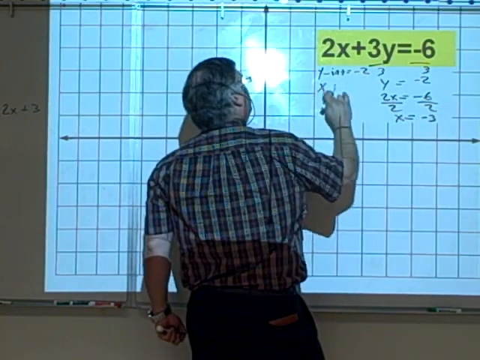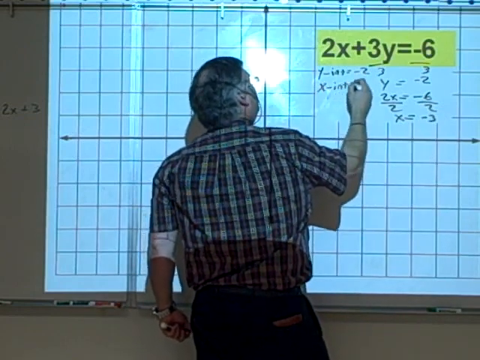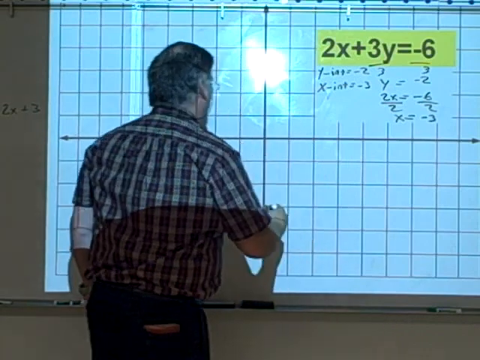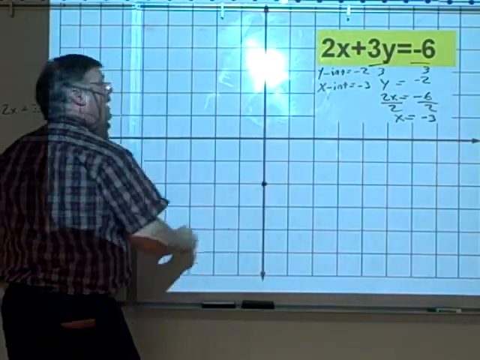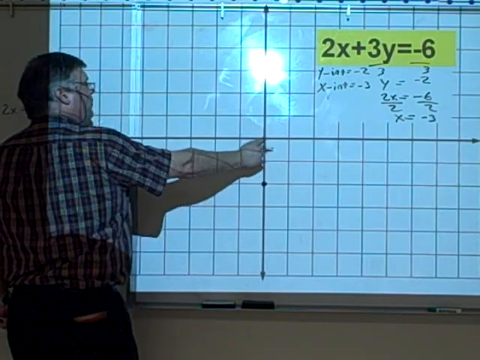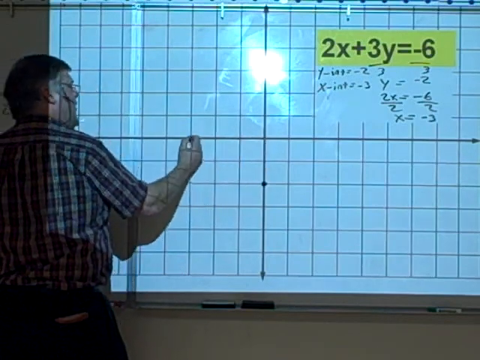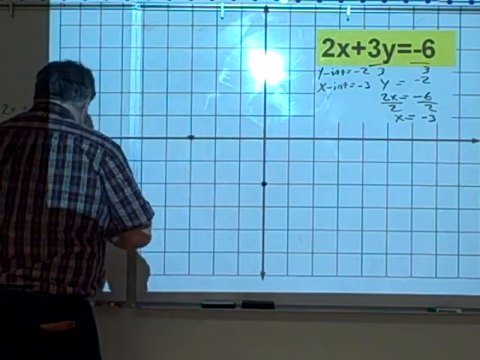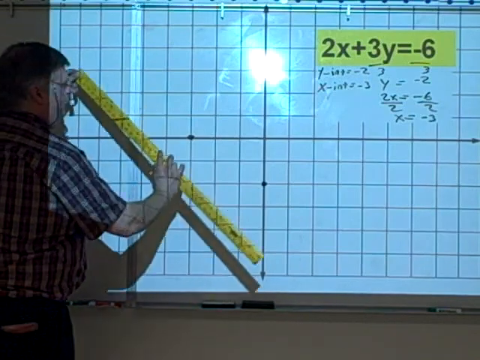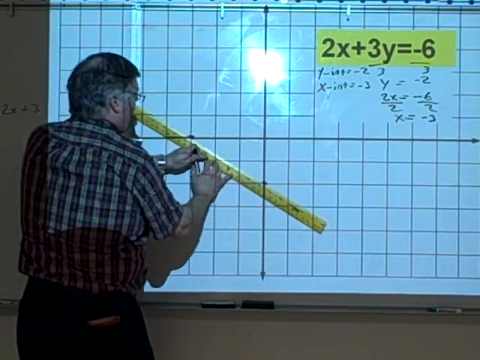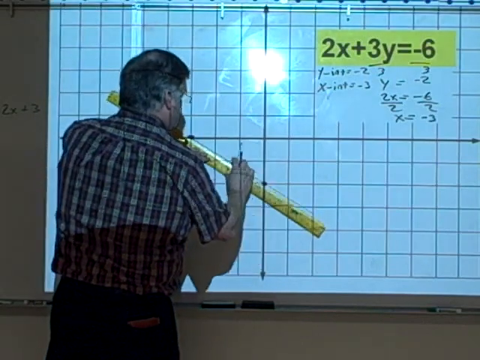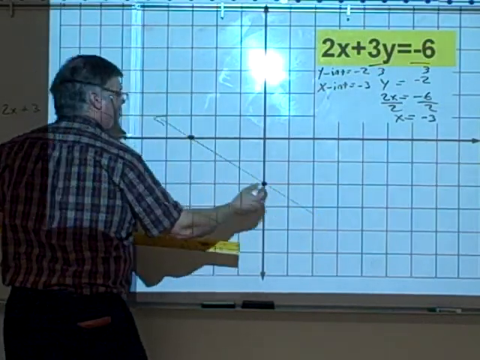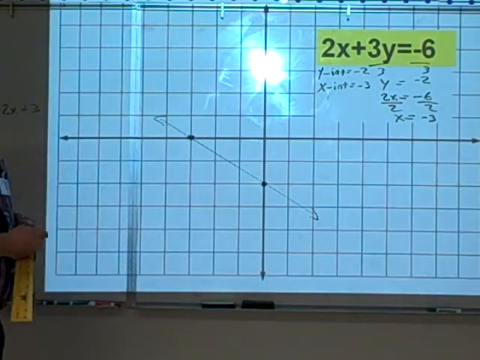So your x-intercept is -3. -2 for the y, 1, 2, that's your y-intercept. Your x-intercept is -3, so you go to the left, 1, 2, 3. Got your 2 points? Slap your ruler down, draw the line, arrowheads on the ends, you've got your graph.